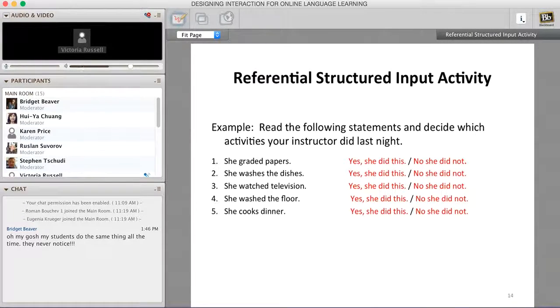On this slide is an example of a referential structured input activity. The directions state: read the following statements and decide which activities your instructor did last night. Notice that the learners are not required to produce the targeted forms. Rather, they're forced to process the bound inflectional morphemes in order to answer the items correctly. So you'll notice here that some of the morphemes encode the present tense, others encode a past tense meaning, and learners must process the morphemes in order to understand the time reference of the input sentences because any lexical redundancies have been removed.